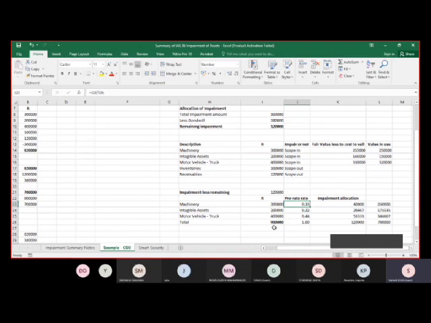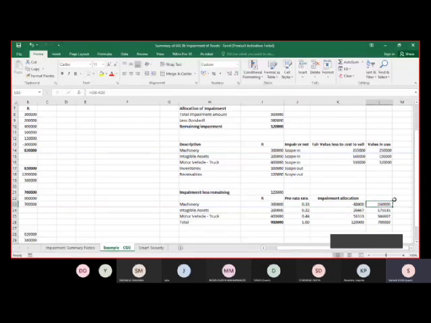My pro rata for machinery is 33%, for intangible assets is 22%, and for motor vehicle truck is 44%. It means of this 120, I'm going to allocate 33% to the machinery, 22% to intangible assets, and 44% to the motor vehicle truck. So here's my impairment in total. I've allocated it. Then what is my remaining carrying amount? It's 260 for the machinery.